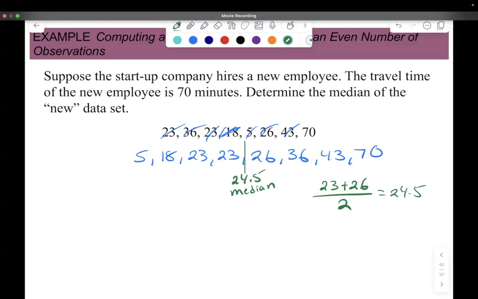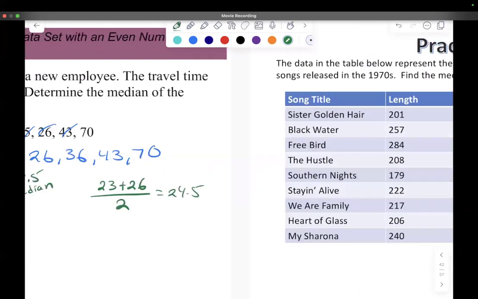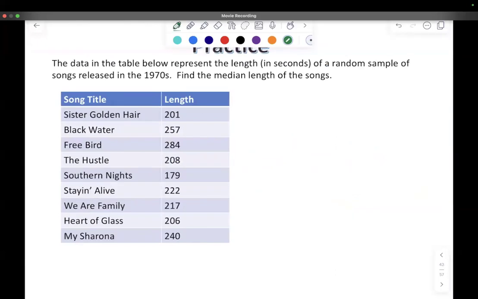Median is one of the easier ones. Probably the easiest math you're going to do all year. All right. So this table represents the length in seconds of a random sample of songs released in the 1970s. We want the median length of songs. I will put these in order, probably poorly, but then you're going to find the median. Let me see. My lowest value is a 201.